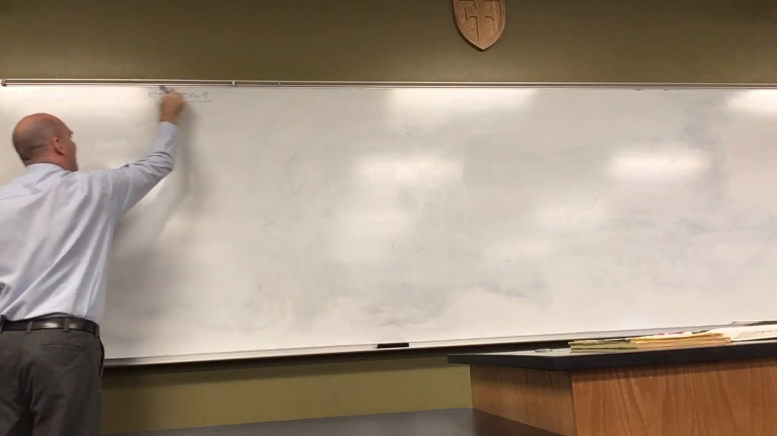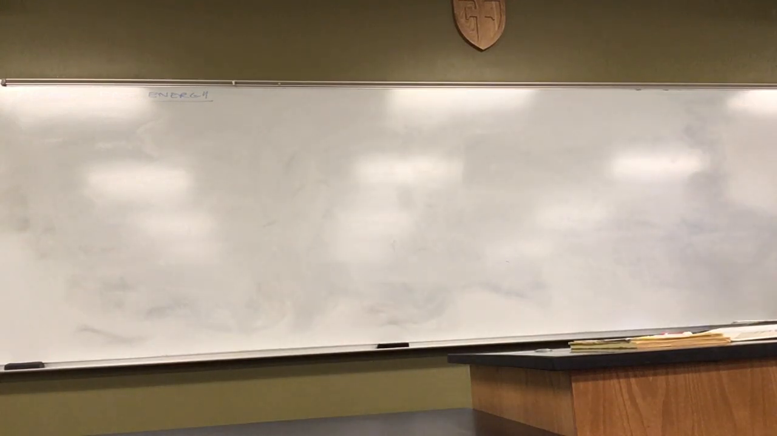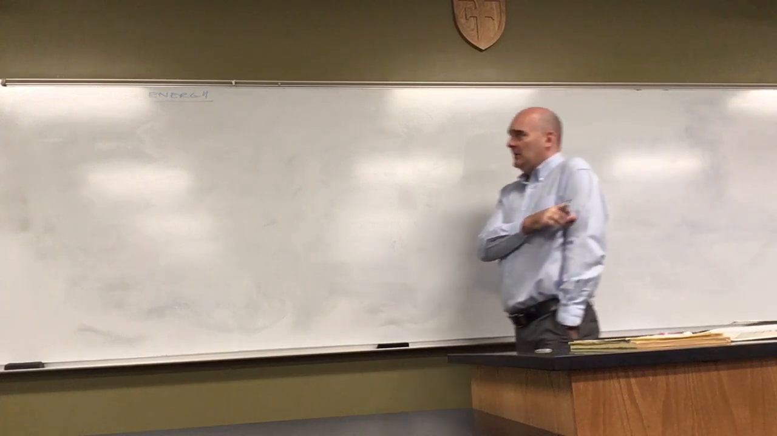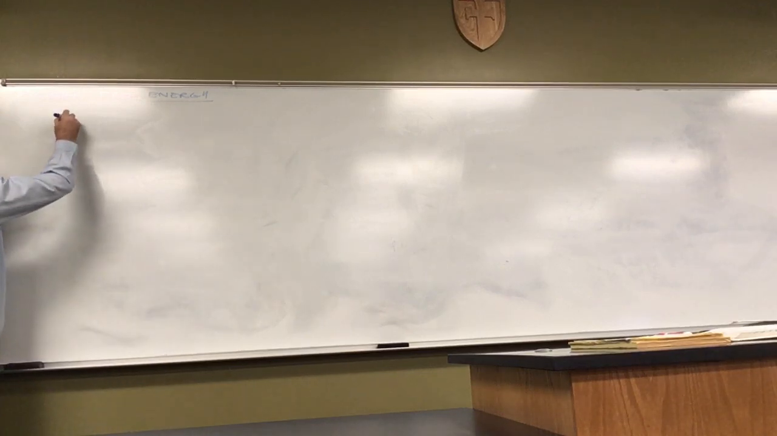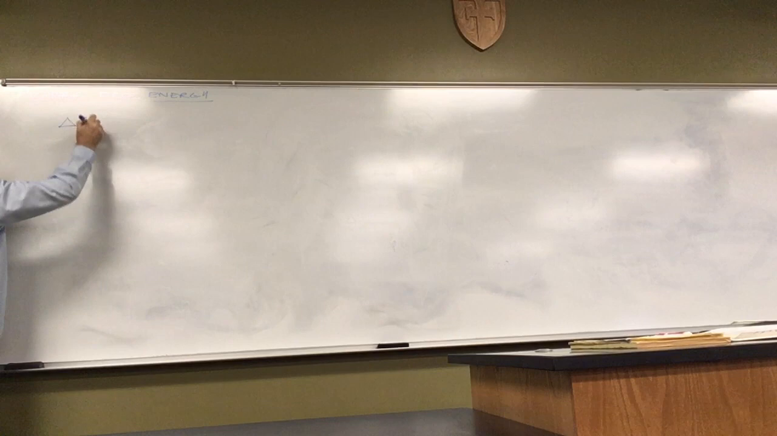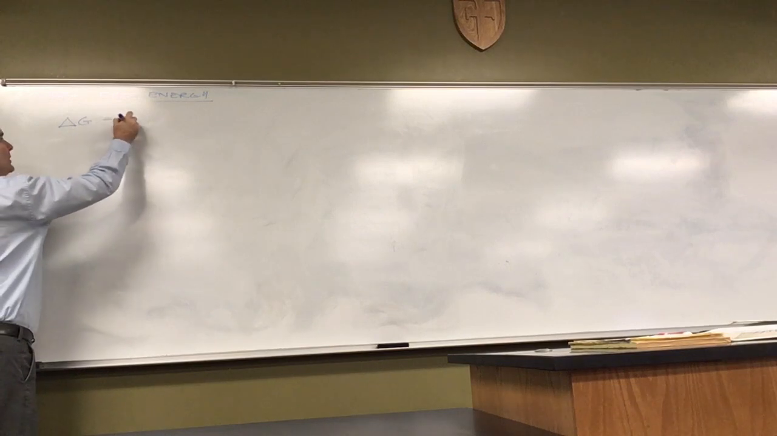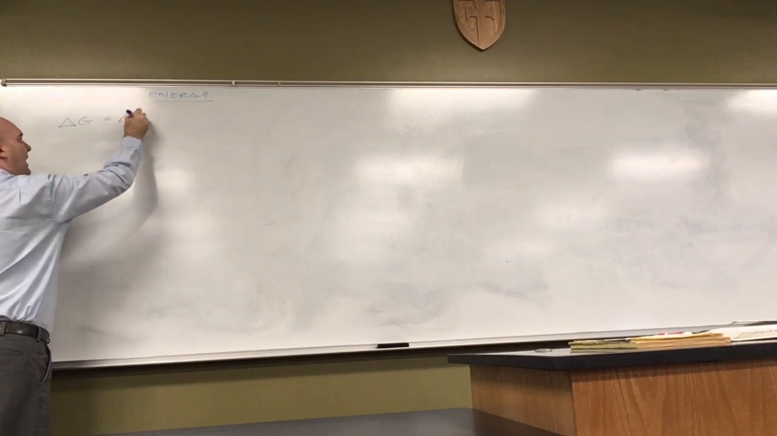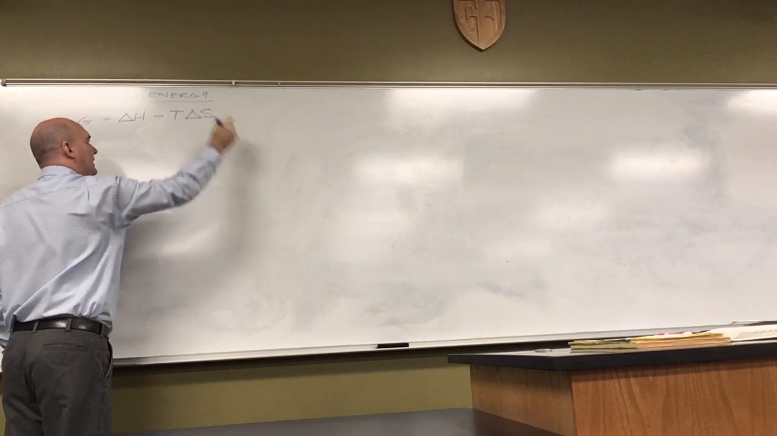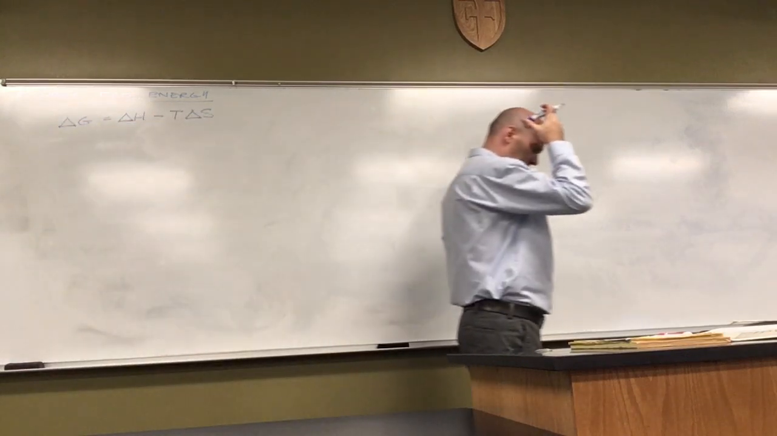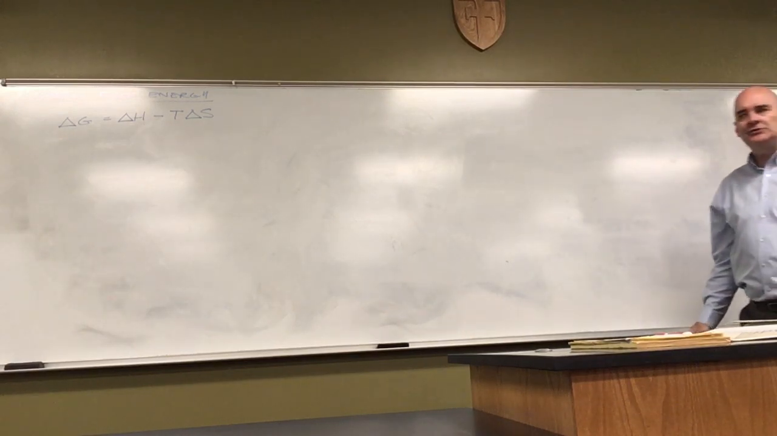We are going to invent a name, a value, called Gibbs free energy. Apparently it's not possessive. It is not Gibb apostrophe S. It's Gibbs free energy. And that value is given symbol delta G. And delta G is equal to delta H minus T delta S. And that is for any reaction at any temperature under any conditions.